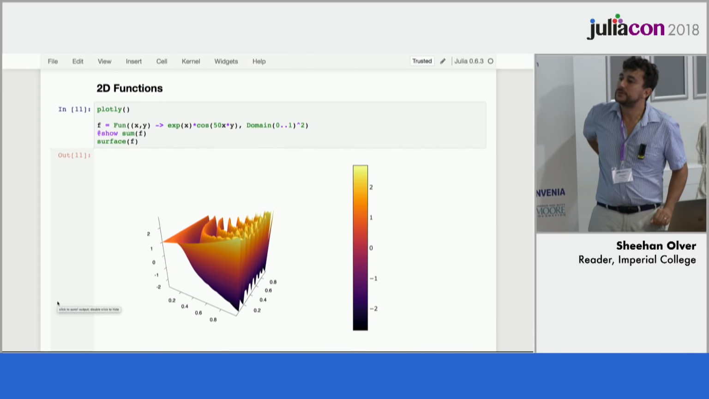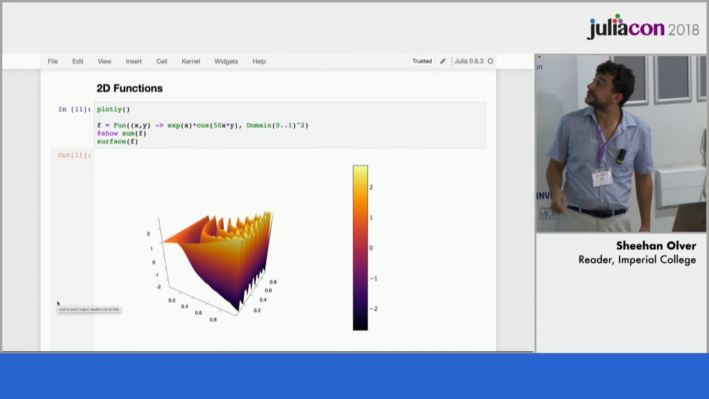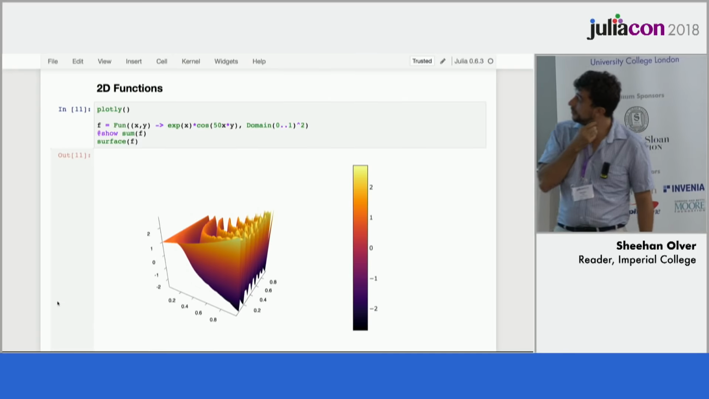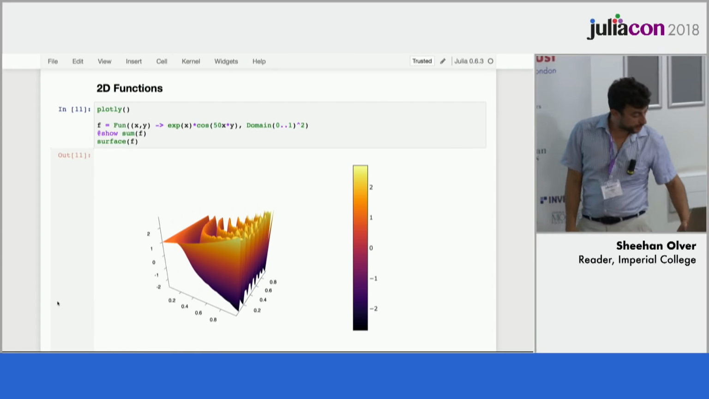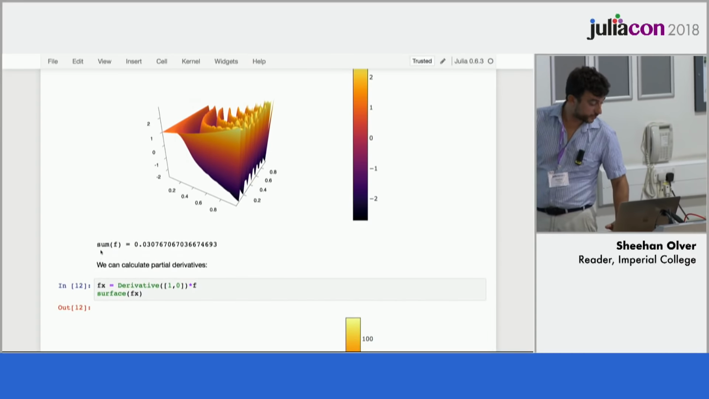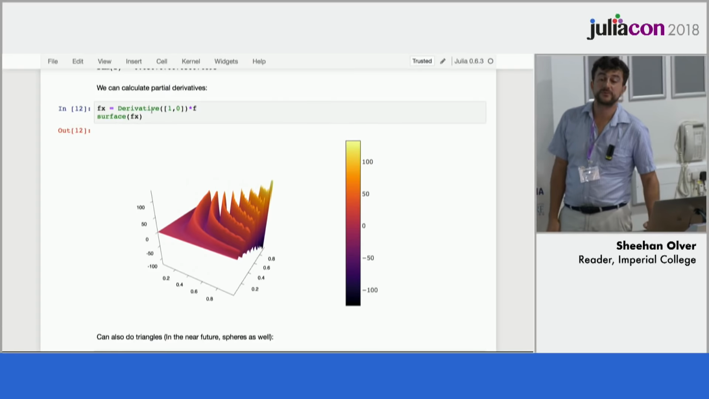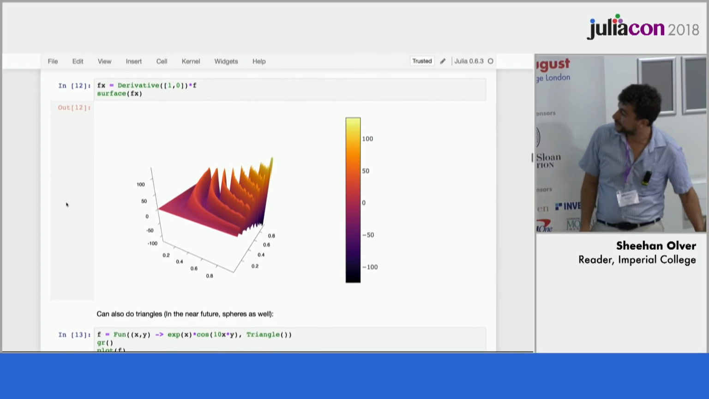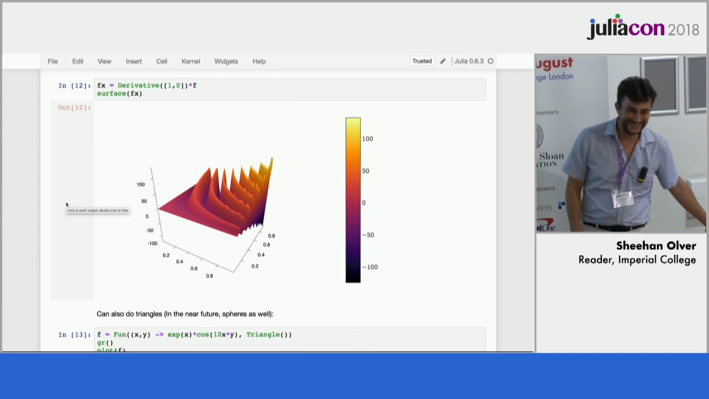We can also do 2D functions. So here's just a simple function on a rectangle. And again, we can do integration. We can add them. We can calculate its integral. We can also do partial derivatives. So this is d/dx applied to that function. This is plotting issues, but yeah, it is what it is. Plot, everything in Julia is plotting issues.